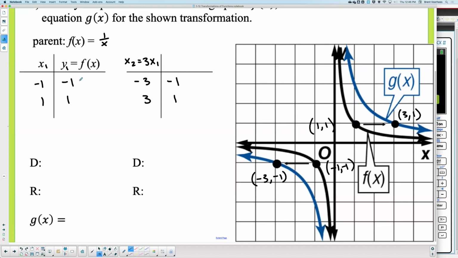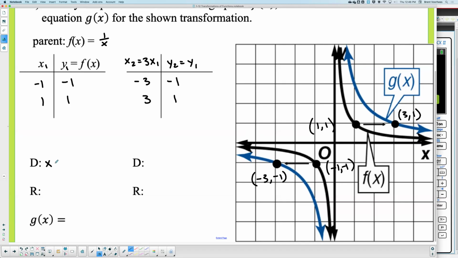Now, what do I do for my y's? I don't do anything. All right, let's talk about domain. This one's a little trickier. Start looking at the black graph. Do I have graph on the left side, on the negative side? Yes. Do I have graph on the right side, the positive side? Does the graph hit 0? No. So you cannot be 0.